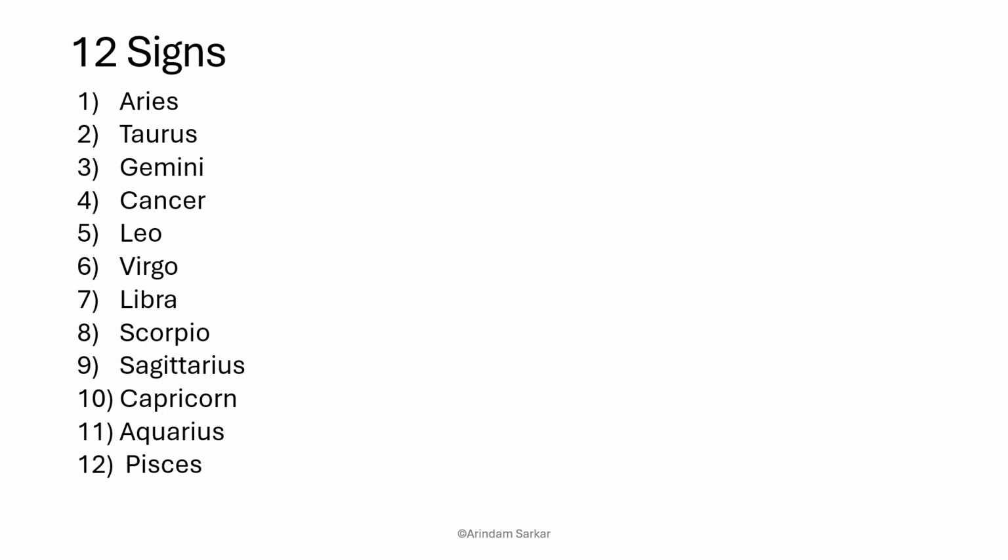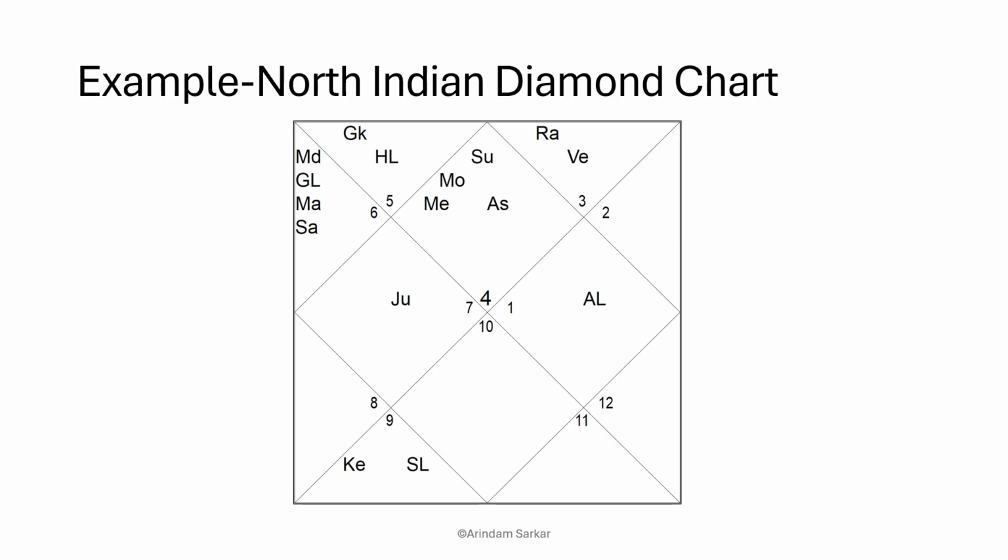Now, first I take the diamond chart. The chart is presented like this. This is a sample chart I have presented. This first is the first house or the ascendant. The next to it is the second house, and then the third house, and so on. Then fourth and fifth, then sixth, then seventh, and so on.